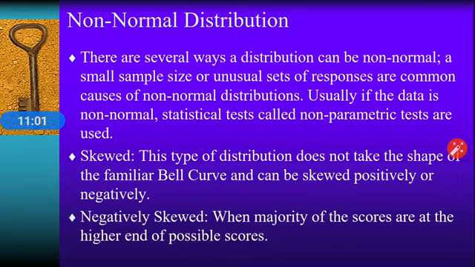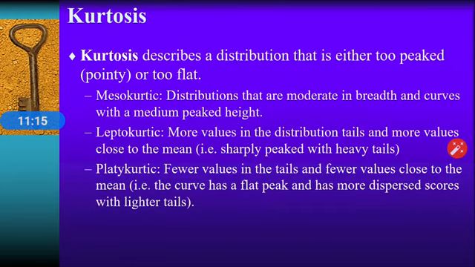Let me also introduce you to another concept. It's called kurtosis. Kurtosis describes a distribution that is either too sharp or too flat. Kurtosis is a statistical measure that is used to describe the degree to which the scores cluster in the tails or peak of a frequency distribution. The peak is the tallest part of the distribution and the tails are the ends of the distribution.